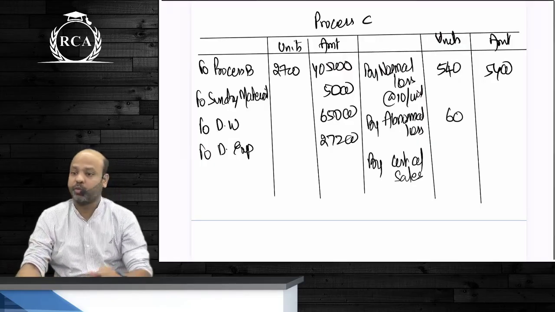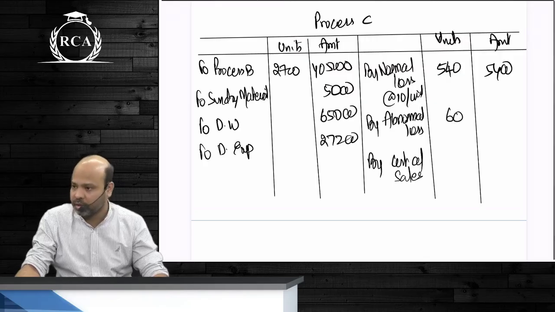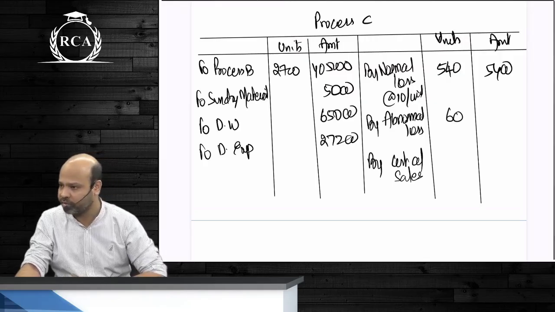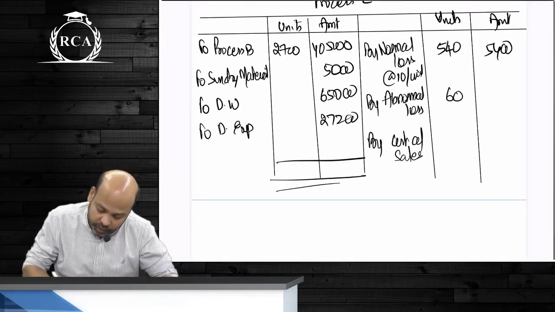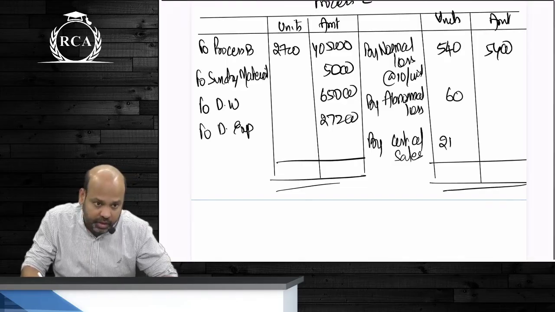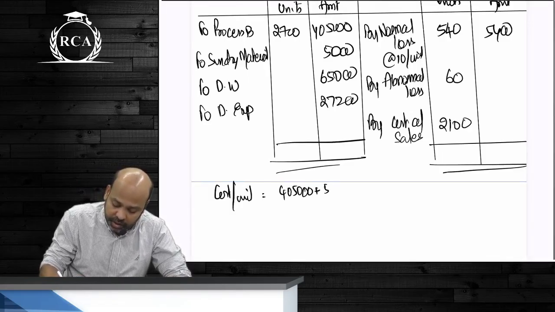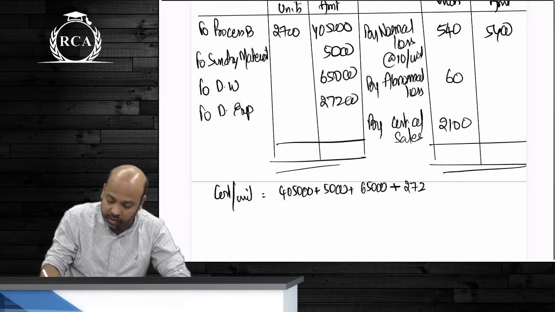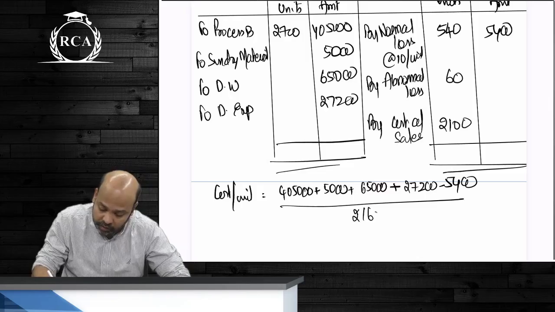If they wouldn't have spoken about any sales and they simply say that units completed are so much, we write by FG account, finished goods account. Process account is like a work in process account. From work in process account, we're transferring goods to FG account. So once you write this, guys, you're supposed to arrive at 2,160, right? Supposed to arrive at cost per unit, guys, based on normal cost incurred. So that'll be 4,05,000 plus 5,000, 4,10,000 plus 65,000, 4,75,000 plus 27,200 minus 5,400 divided by 2,160 units.